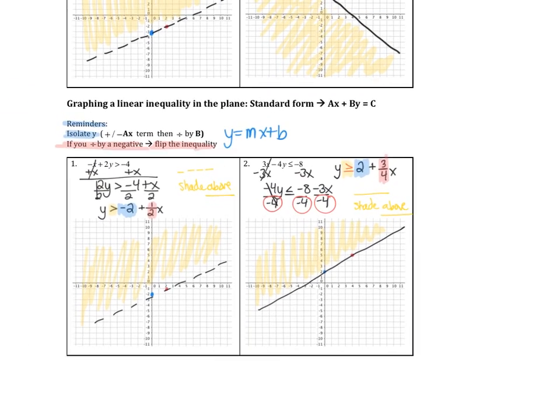Okay, so you have to pay attention to how you are solving these inequalities, and then you got to pay attention to the extra steps of graphing, which is what type of line is it and where do you shade.